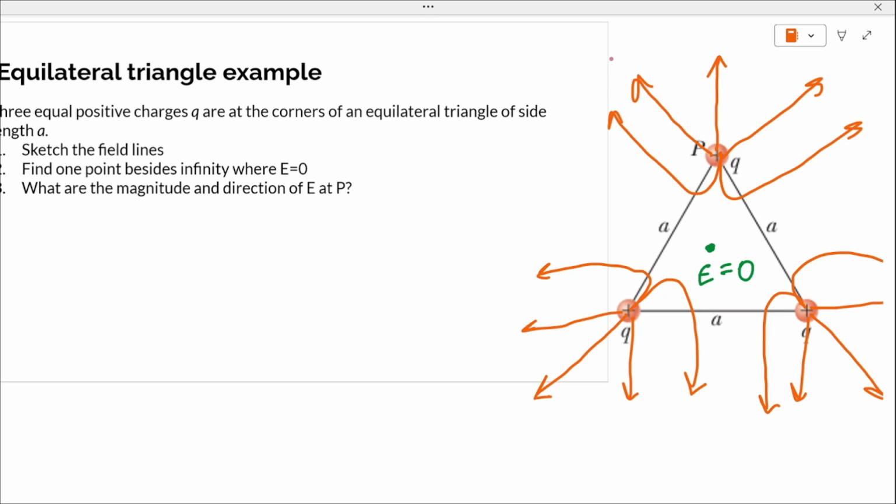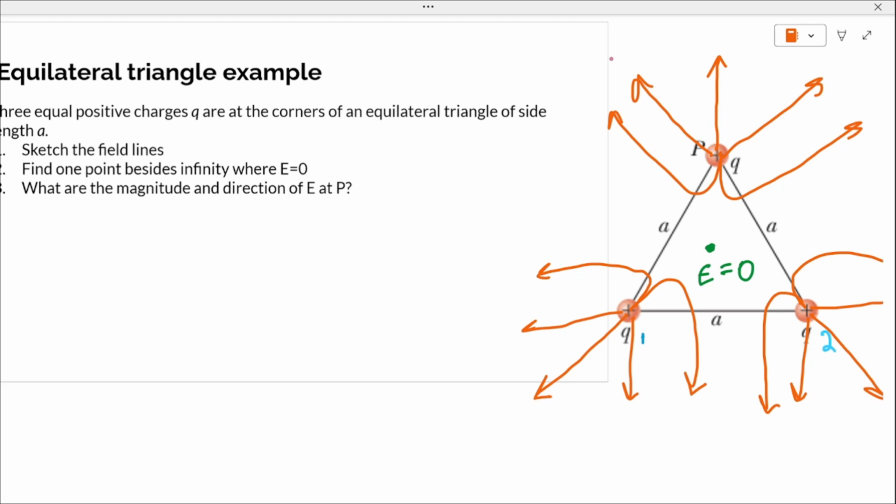Now part 3. What is the magnitude and direction of the electric field at point P? Point P is right here at the top. So we're going to ignore the effects from the charge already located there because since it's already there, it's not going to have any effect to the electric field at that point. So we're going to draw the electric field due to the left and right charges on the bottom of the triangle. Say we call this charge 1 on the left and the other charge 2 on the right.